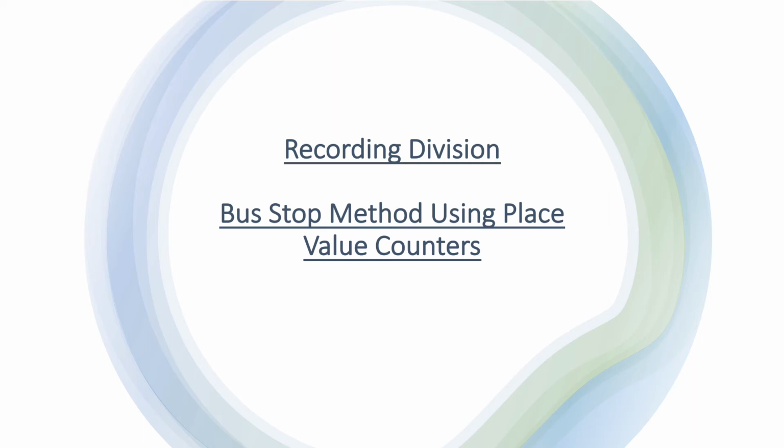The next method is called the bus stop or short division method, and I'm going to show it using place value counters. By Year 6, children should be fully confident with how place value works, and hopefully we'll be able to do this in the short division abstract form. Basically, that's the one we're probably familiar with and how we were taught at school.